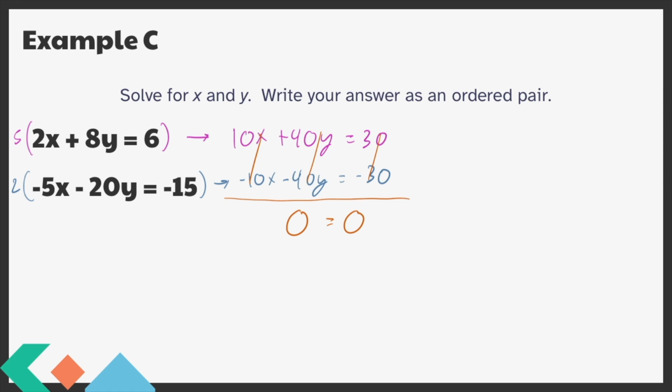So in this case, my system is going to be all real numbers. All real numbers is the solution. All real numbers is our answer to this system, because they're equal to each other, and it is a true statement. That brings us to the end of this example and this set of notes.